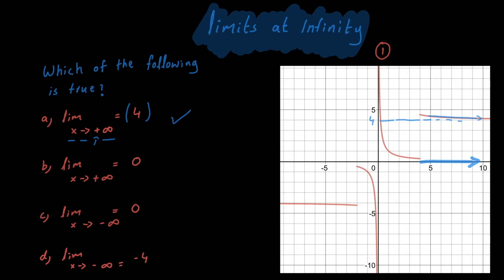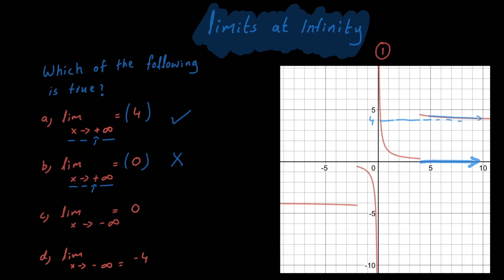Part B, limit as x approaches infinity, a very large number from the positive side, is the value equal to 0? We have already seen that it is 4. So this is not true.